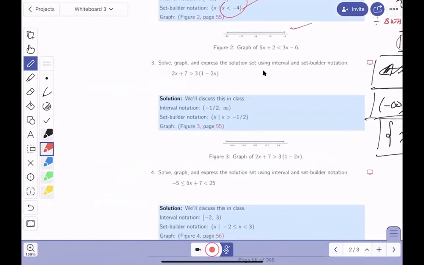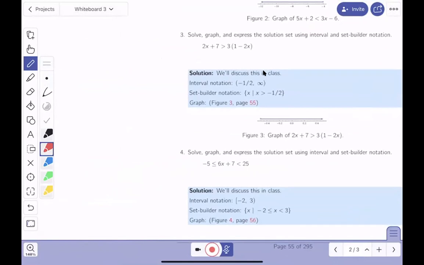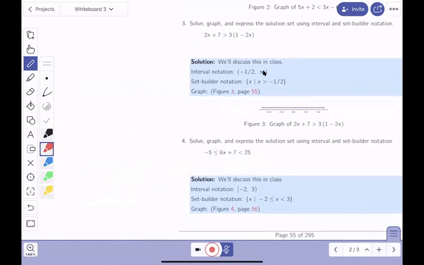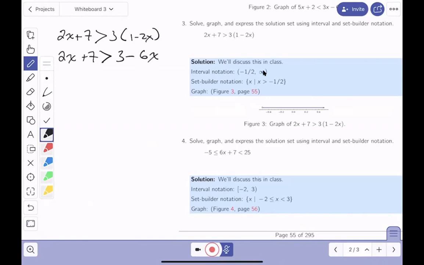And again, it's not going to be substantially more difficult than the other one we just did. I'll write it down for you, though. It's 2x plus 7. If you want to read that, it does say it's greater than 3 times 1 minus 2x. Again, what I would do is simplify each side separately. And then I'd add 6x to both sides, and I subtract 7 from both sides.